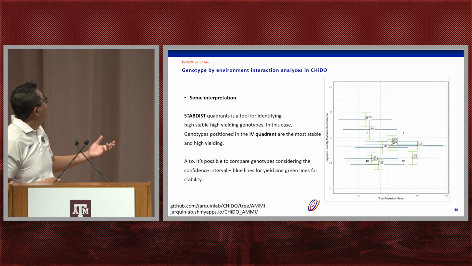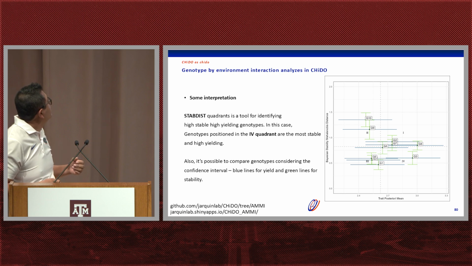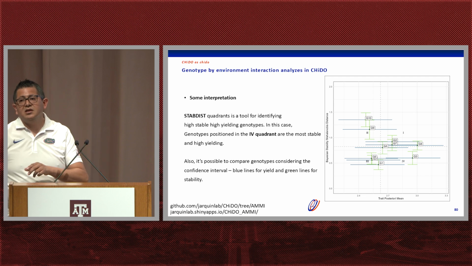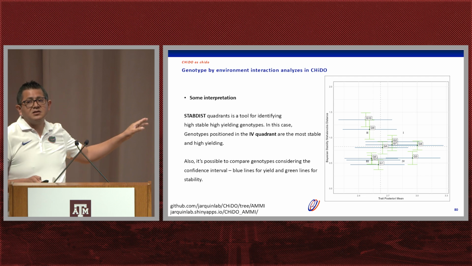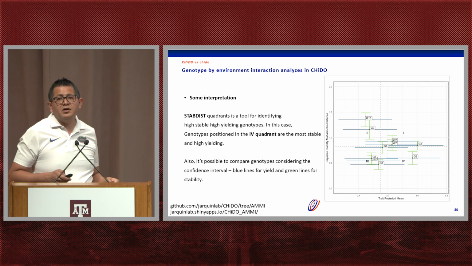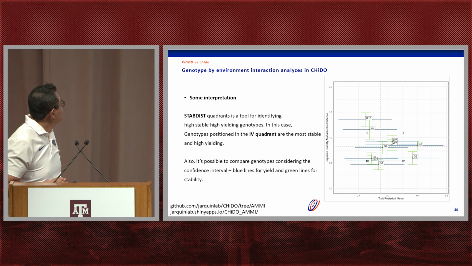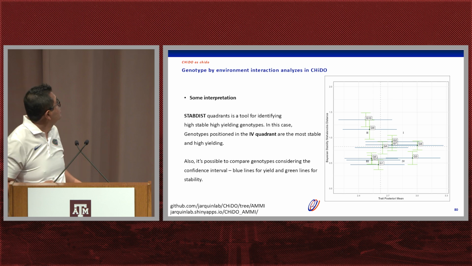Or we have other methods like STABDIS, where we can identify quadrants, right? The genotypes will be in quadrants. In this case, those genotypes in quadrant number 4 are the most stable with higher performance and narrow variability. So we can find those things.